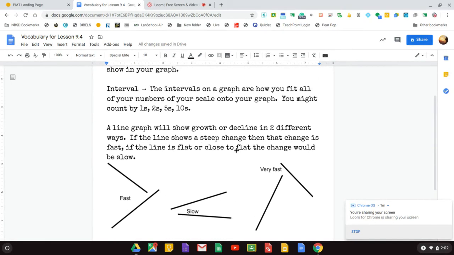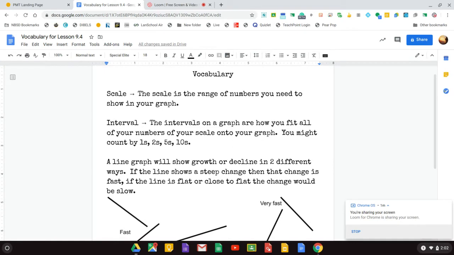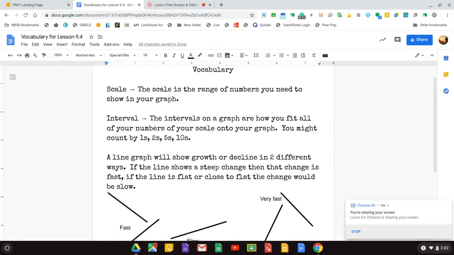So I want you to hit pause right here. And I want you to make sure that you get these examples written down, because you'll need them. So hit pause and I'll be back with you in just 1 minute.